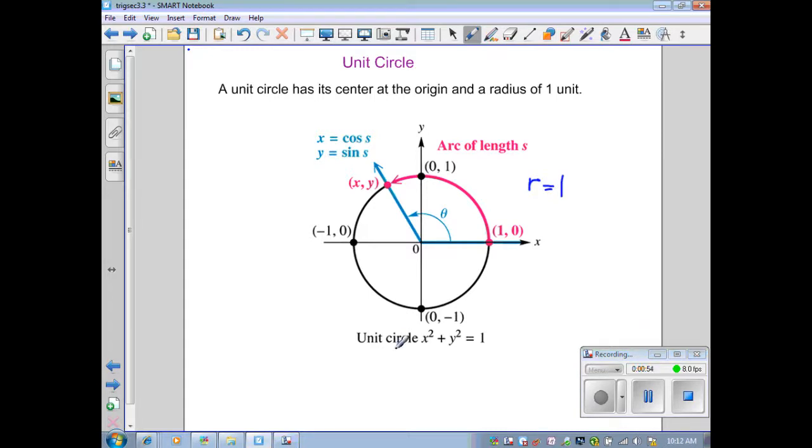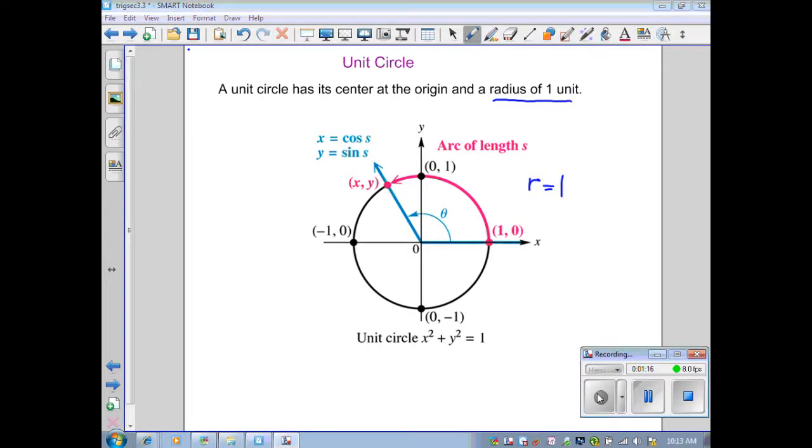And that is defined down here by the formula for a circle, x squared plus y squared equals r squared, and our r, or radius, is 1. So the main thing to keep in mind here is that when I have a unit circle, the radius of that circle is always going to be 1 unit.